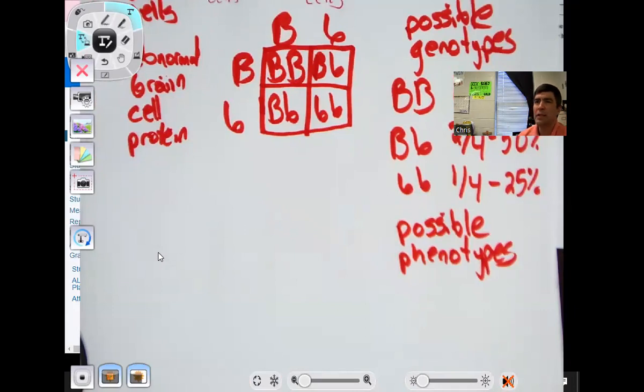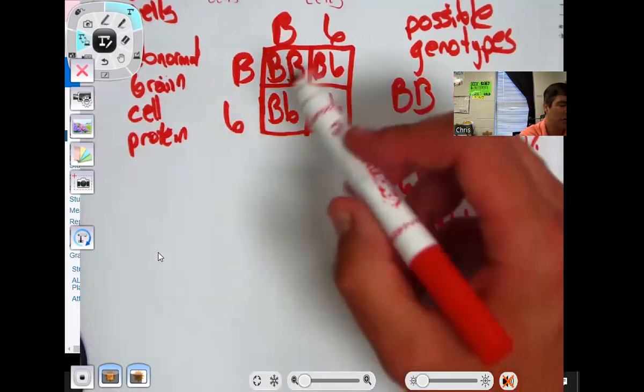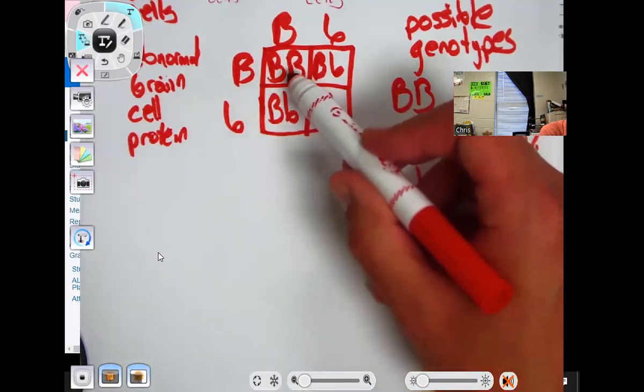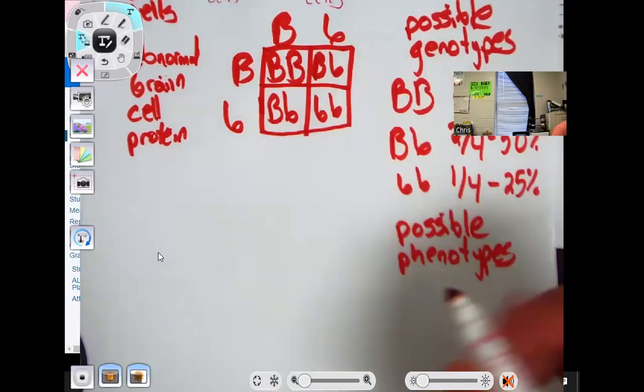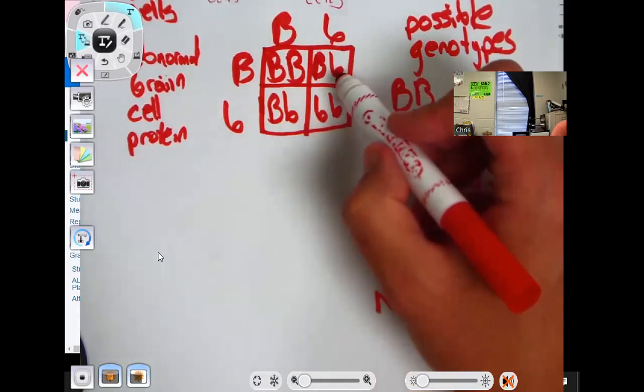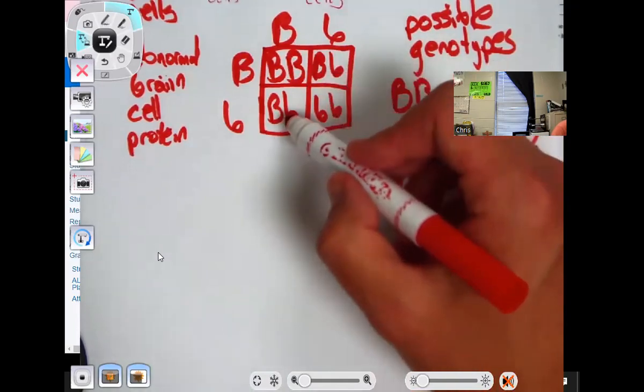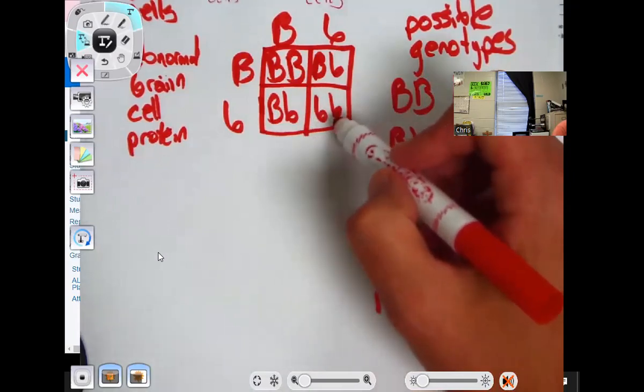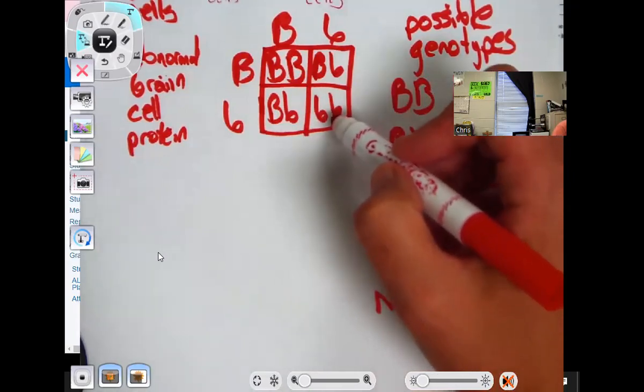Is it the trait that you show, or is it a listing of the alleles? The trait that you show. So what would this child show? Normal brain cells. So how about this one? Normal. This one? Normal. And this one? Not normal. Abnormal.